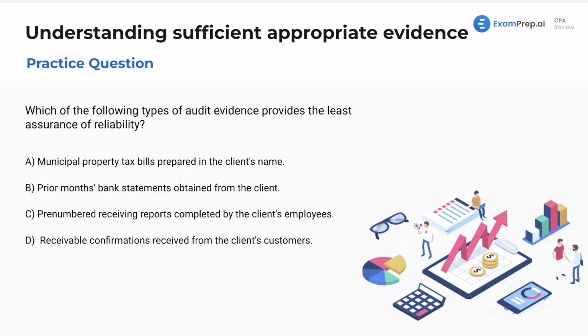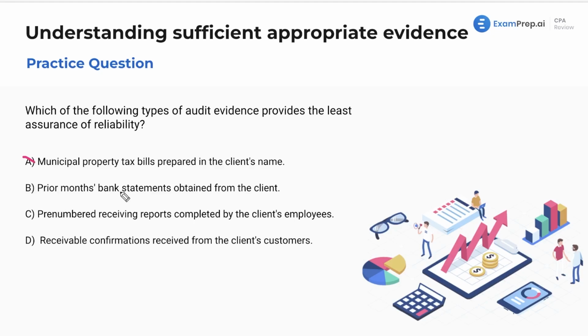So, municipal property tax bills prepared in the client's name. We want the least assurance of reliability. These were done by a local government. That's pretty far away from the client, right? The client wouldn't be able to alter these. So I would cross this off because this has a high degree of reliability.